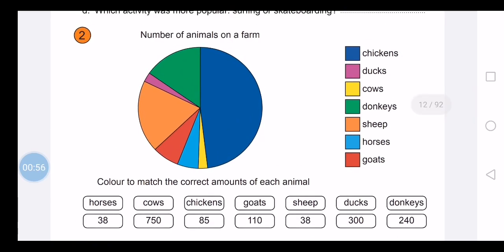I'll give you a hint. It's the biggest number. Okay, so look at the numbers underneath, find the biggest number, and that will be the amount of chickens. If I were you, I would then move on to the next largest amount of animals, which looks to be the orange sector, which would be sheep, and I'd continue on that way. Okay?